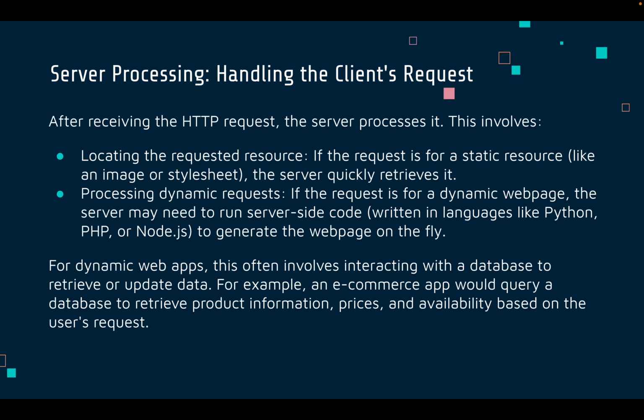After it gets the HTTP request, the server processes it. It locates the resource, or it processes the dynamic request. So if it's for a dynamic web page, the server might need to run some code, like what we were talking about. It might need to run some code in Python or PHP or another language and generate a web page on the fly based on the information. So you know how we've said, at a high level, it connects to the server and the server runs some code. That'd be when it's trying to process a dynamic request.